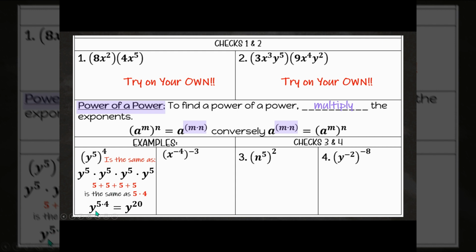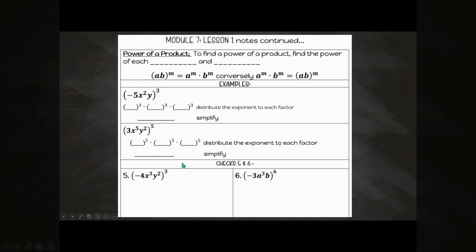So 5y to the power of 5, all brought to the power of 4, is y to the power of 20. Okay, our next example, we have negative exponents, but that does not change the rule. So x to the power of negative 4, and that's all brought to the power of negative 3. Well, negative 4 times negative 3 is going to be a positive 12, because remember, a negative times a negative is a positive. Checks 3 and 4 you will try on your own.